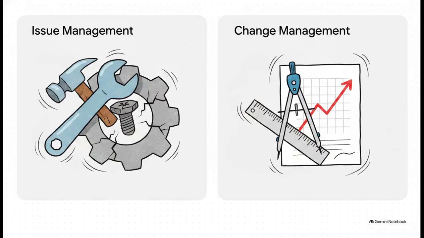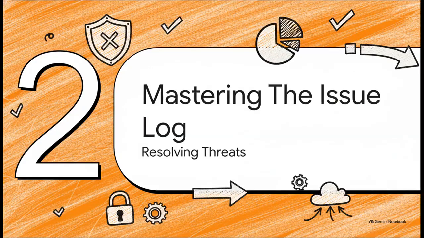Now, you might be wondering, what's the difference between issue management and change management? It's a huge distinction. Issue management is all about firefighting the current active problems just to keep your team moving forward today. Change management, on the other hand, is the formal process of altering your project's established baseline, stuff like the budget, the scope, or the schedule. Sure, an issue might eventually force a change request, but they need completely different handling right out of the gate. Which brings us to part 2, mastering the issue log.